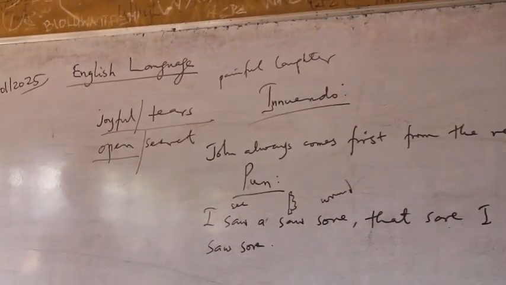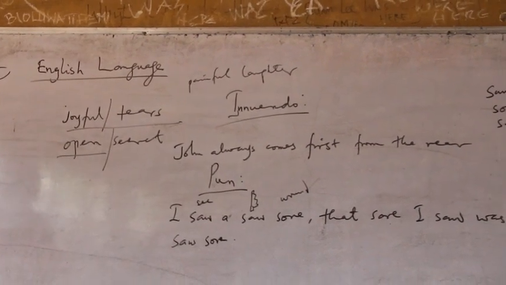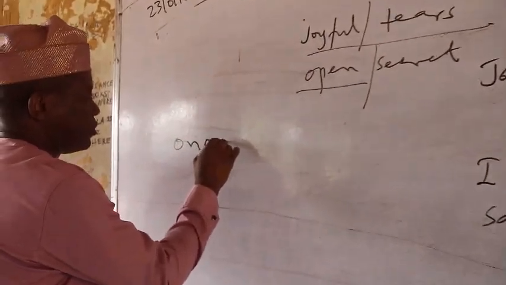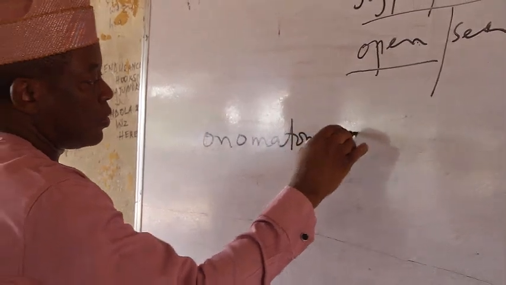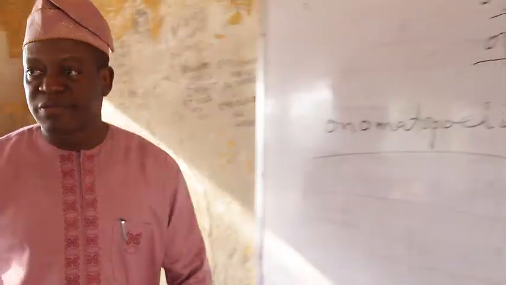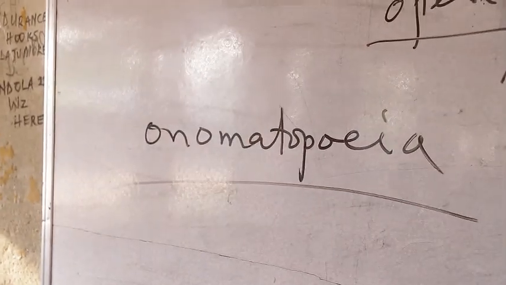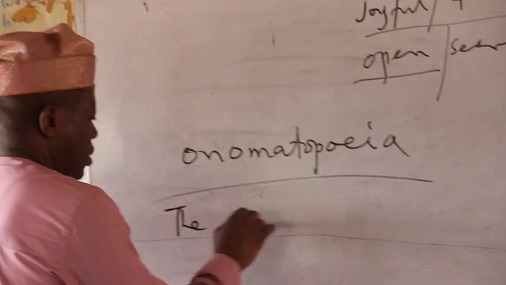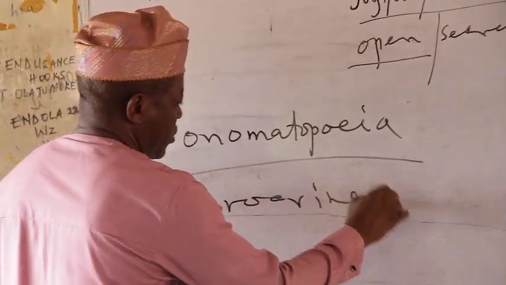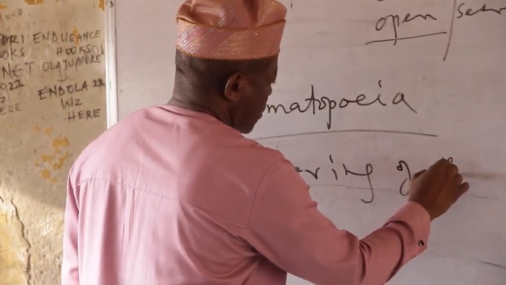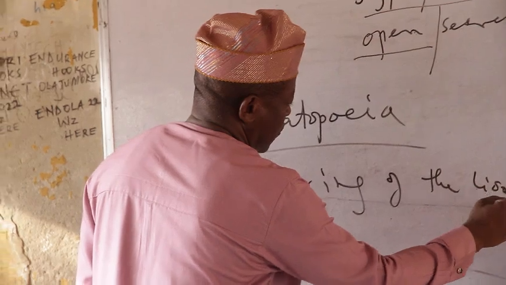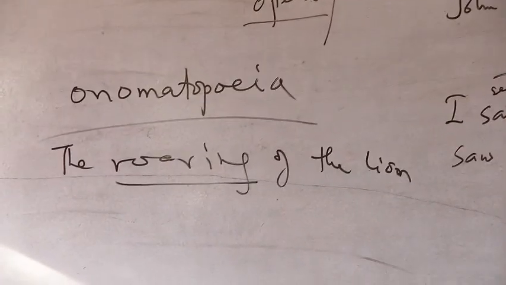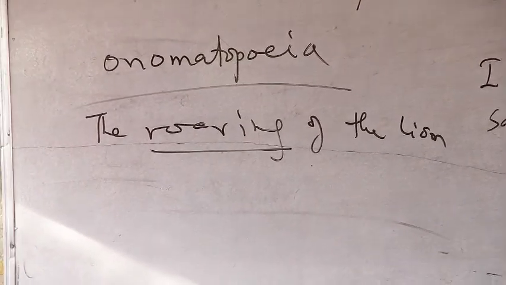This is a word that sounds like its meaning. Onomatopoeia. Take note of the spelling. Onomatopoeia. The roaring of the lion. And how does the lion sound? That is roaring. The booming of a gun.